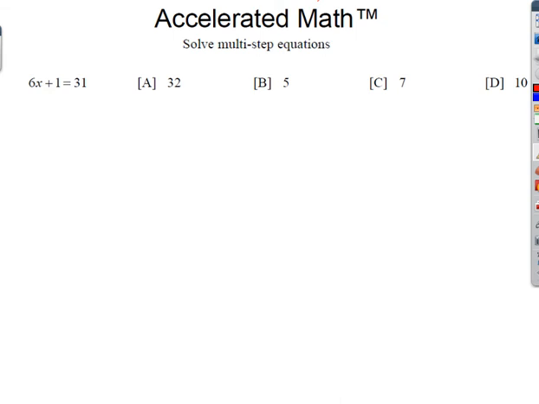Okay, accelerated math, solve multi-step equations. Multi meaning more than one, so more than one step to these. And they're generally not too hard. We're going to see some decimals and some fractions and just get a little experience with that.